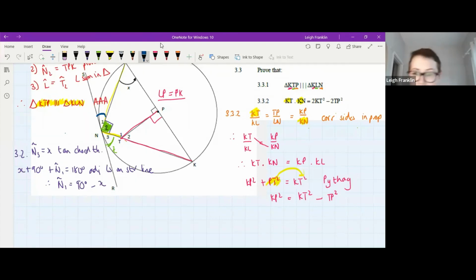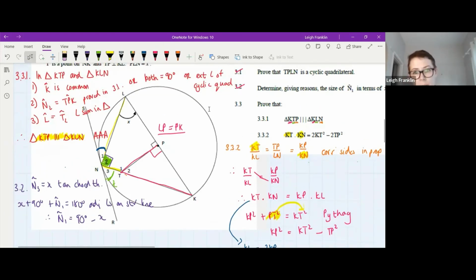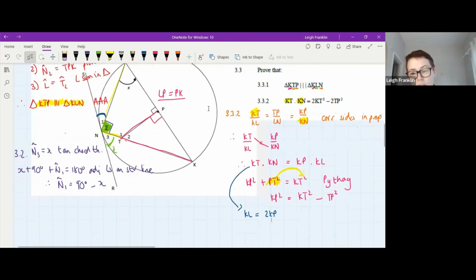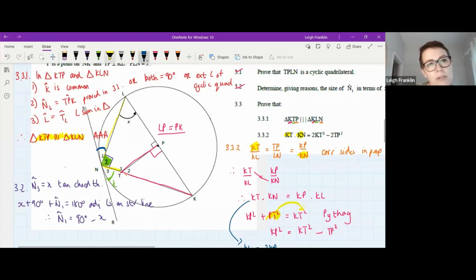So going back to this line over here, KL is equal to 2 of KP. Does that make sense to everybody? KL, the whole diameter, is equal to 2 radii, 2 of KP. Does that make sense, everyone? Yes, ma'am. I'm seeing some people shaking their heads. Some people don't understand how. Okay, so KL, remember, KL is the diameter, Matrix.